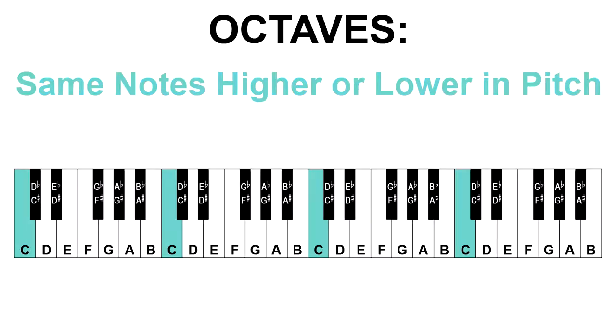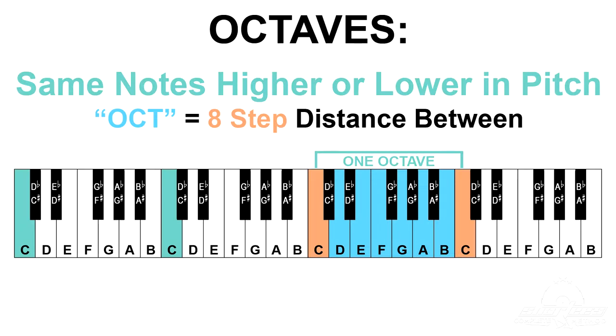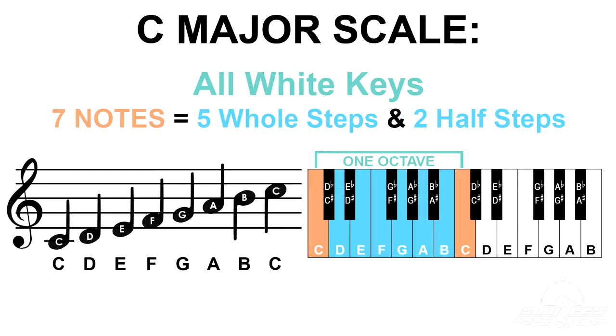So octaves are notes that you hear as being the same, in spite of being higher or lower in actual pitch. So play middle C on the piano, then go up the C major scale, the white keys, and the 8th note you play will be another C an octave higher. The oct part of the word, OCT, refers to this 8-step distance up the scale. Notice the scale is all on white keys.